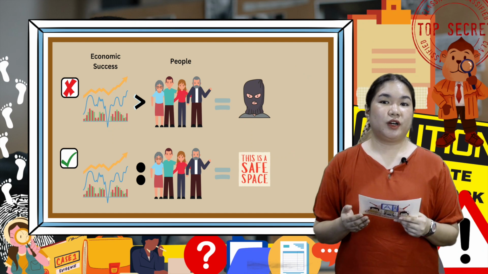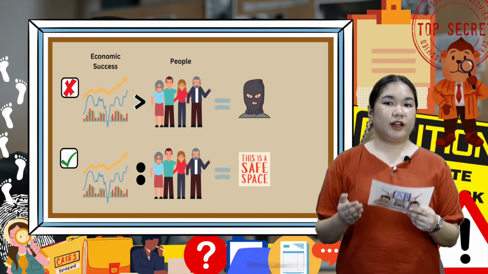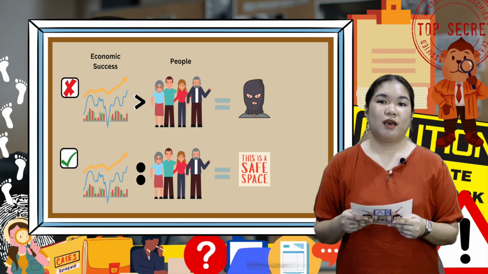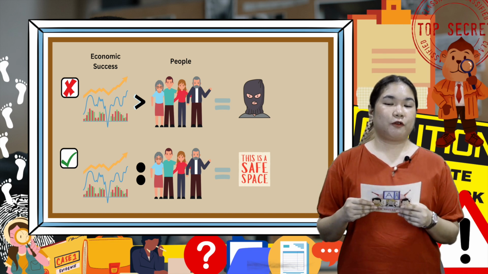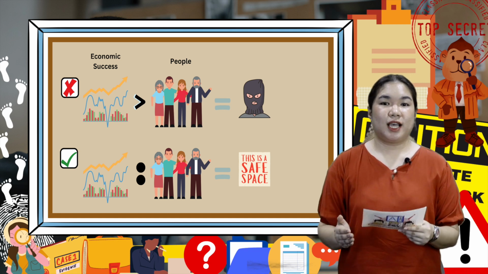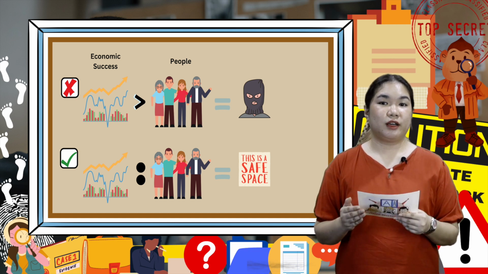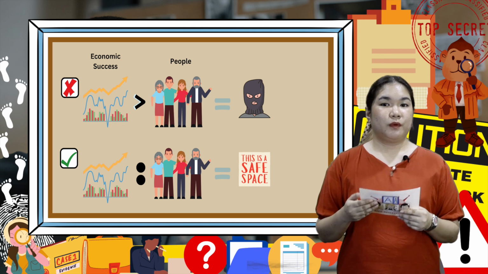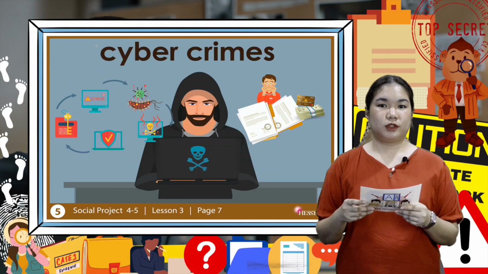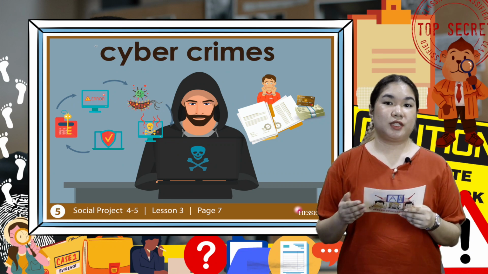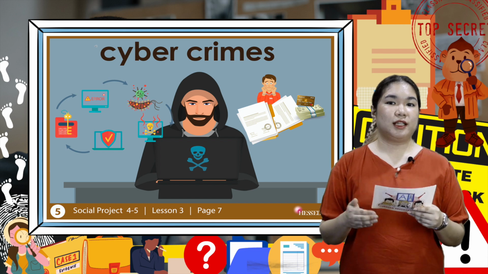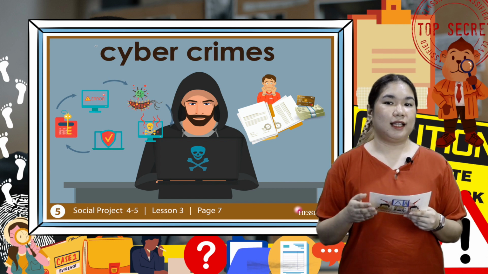When a country or a society puts great emphasis on economic success but people can't get rich, then there will be a lot of criminals in that society or country. A society that only focuses on money rather than its people will not be safe for everyone. There are so many ways to steal money. Cybercrime includes identity theft or stealing information from your valid IDs.